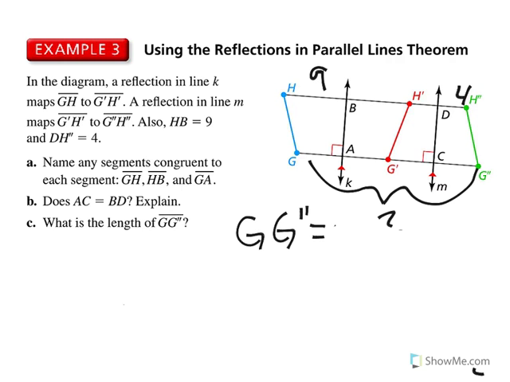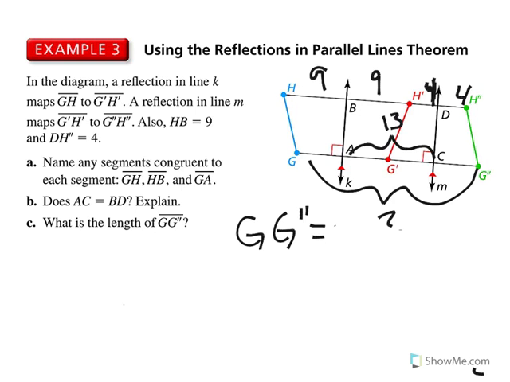So if we know that HB is 9, earlier we said that BH prime would be the same length, so this side would be 9. Same thing can be said on the right, that if DH double prime is 4, then H prime D would also be 4. So that would mean the distance between our parallel lines is going to be a length of 13.